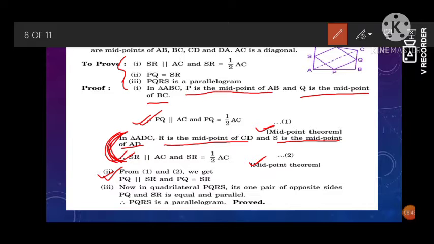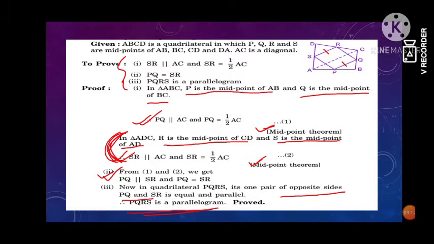Third part, we have to prove PQRS is a parallelogram. So now in quadrilateral PQRS, one pair of opposite sides, PQ and SR, are equal and parallel. We know that PQ and SR are equal and parallel to each other from the proved part of subpart 2. So we can say when opposite sides are equal and parallel, the quadrilateral is a parallelogram. So PQRS is a parallelogram. So our question number 3 is proved.